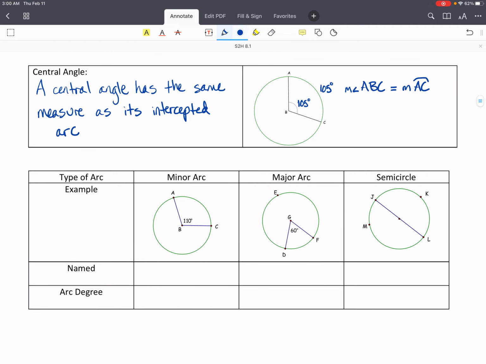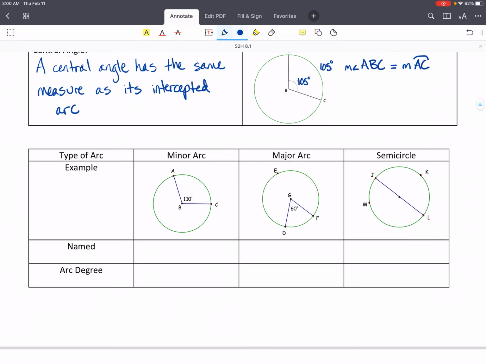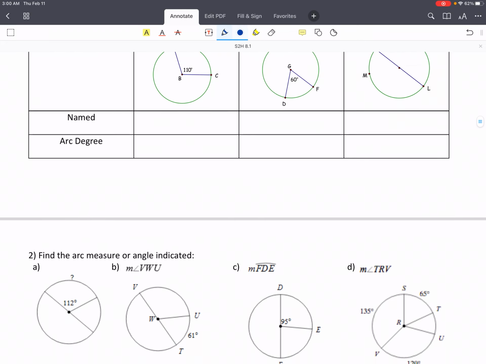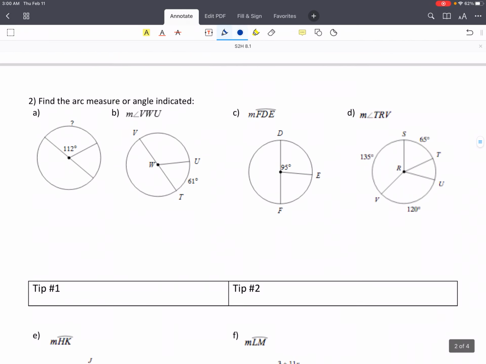And I'm going to scroll past this part because we also already defined major arc, minor arc, but if you would like another example of that, there you go. Okay, so first part A, 112 degrees. Well, the arc, it's the central angle, so that's going to be 112.